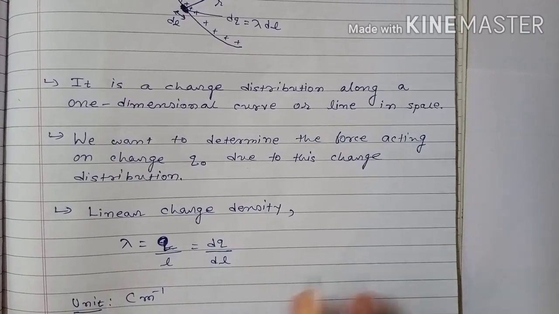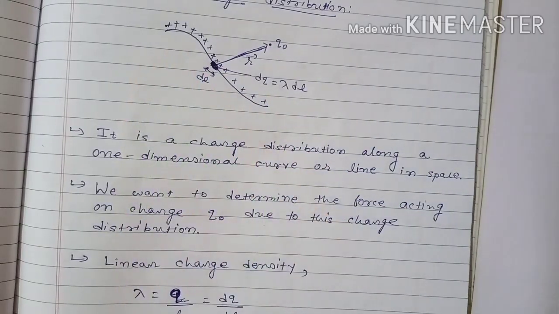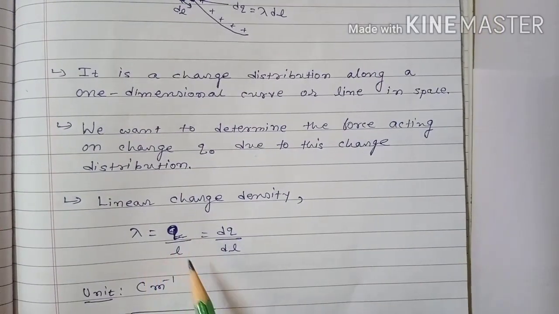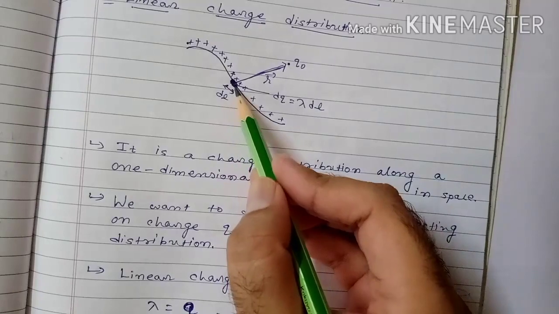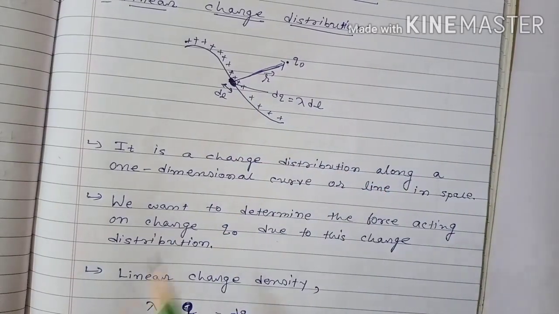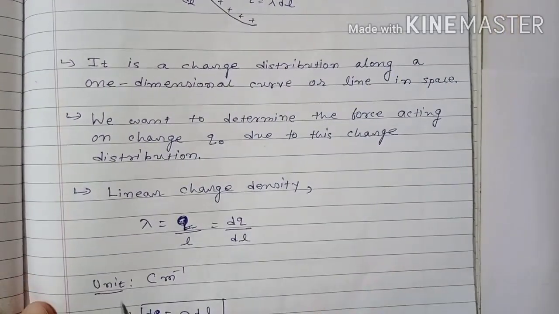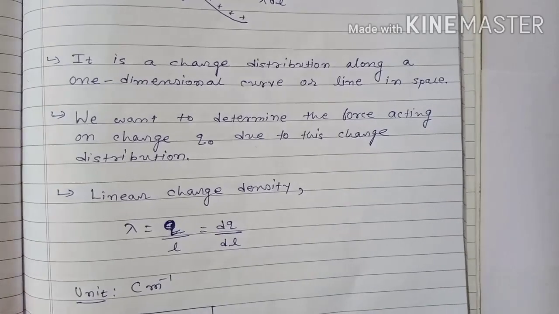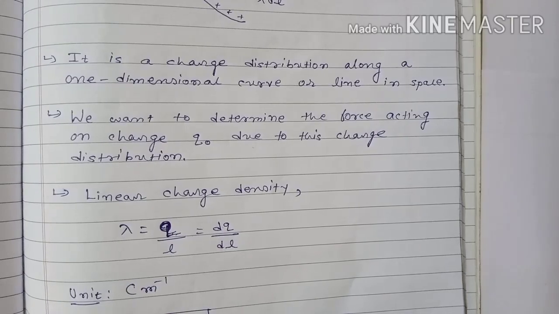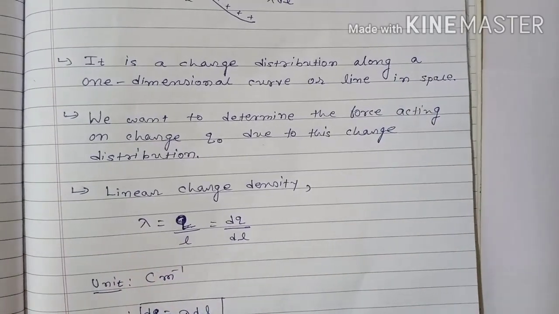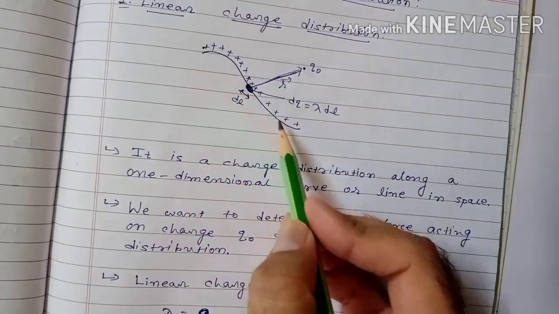Lambda is equal to the total charge on this wire, let us say Q, divided by the length of this wire, L. Then linear charge density is equal to Q by L. If we consider a small element on this wire having length dl, and the charge on this small element is dq, then linear charge density lambda is equal to dq by dl. This charge distribution can be uniform or non-uniform. If it is uniform, then the value of lambda will be constant. But if the charge distribution is not uniform, then the value of lambda will be different for different portions of the wire.